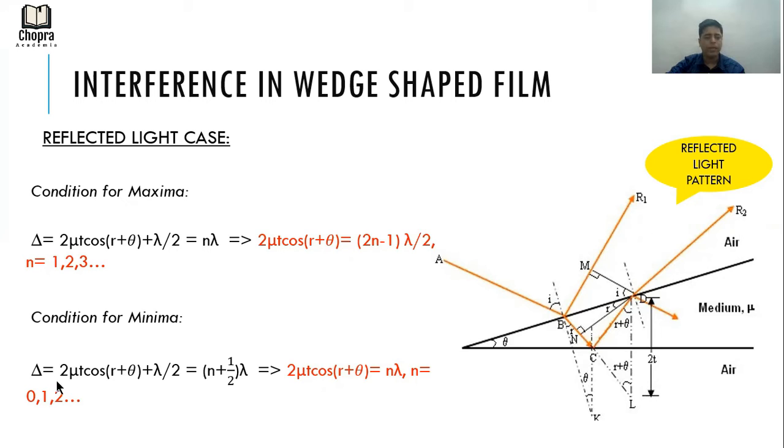Condition for minima is 2 mu t cos(r plus theta) plus lambda by 2 is equal to n plus half lambda, which makes it 2 mu t cos(r plus theta) is equal to n lambda, where n starts from 0, 1, 2. So here we are doing only the reflected light case. Transmitted also will be similar to the previous case of parallel thin film, but we stick to only the reflected light case here.